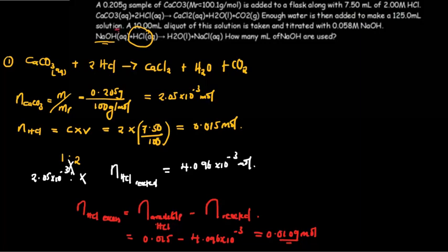Now they are saying a 10 ml aliquot of this solution. So these number of moles we have found, they are in what? They are in 125 mils of that solution that you made, the excess moles that you have. So we need to scale it down to 10 mils. If 0.0109 is in 125 mils, how many moles would be in 10 mils? So we are going to scale it down.